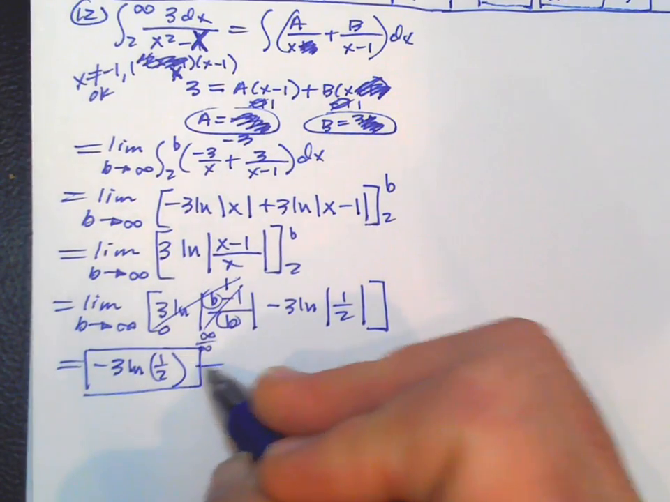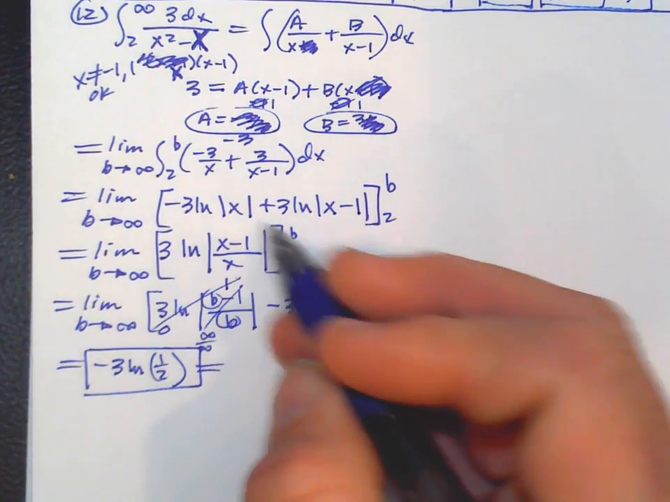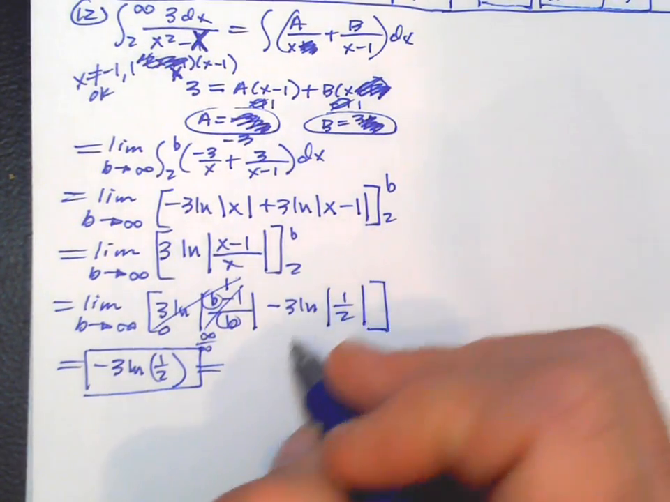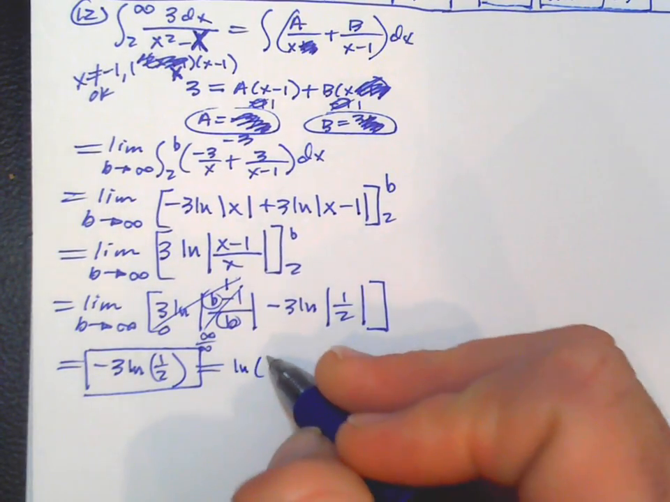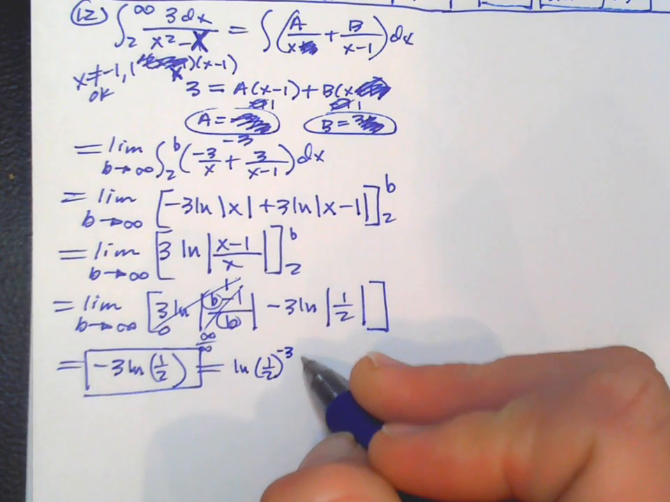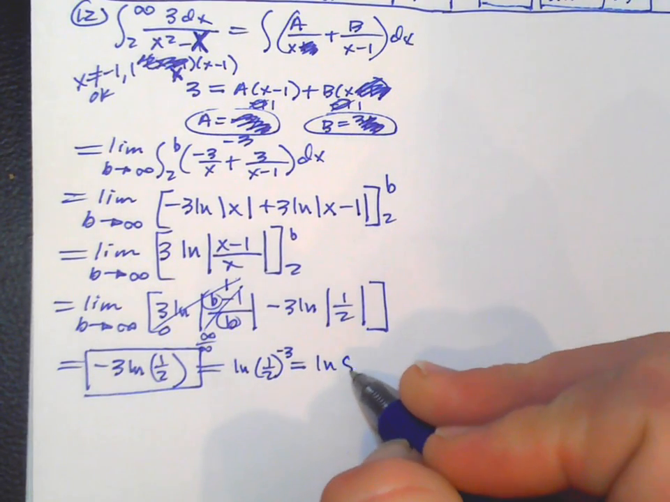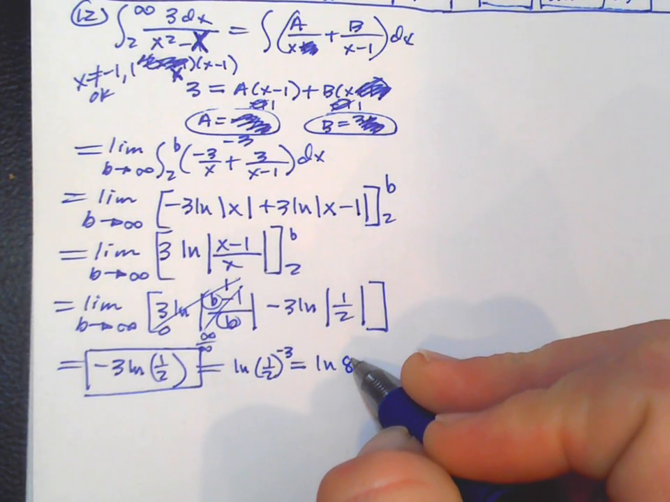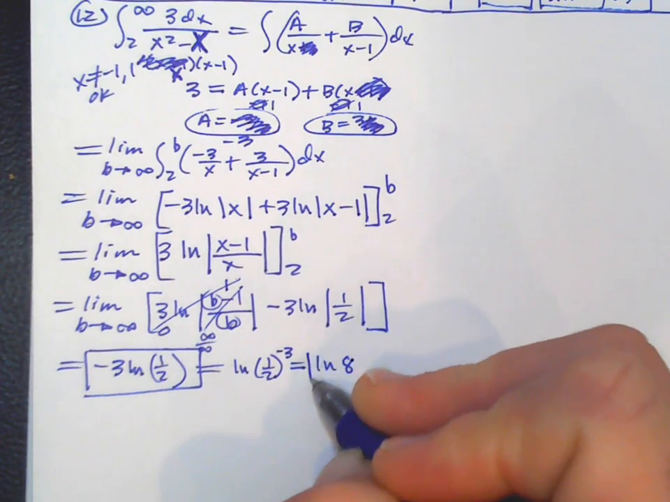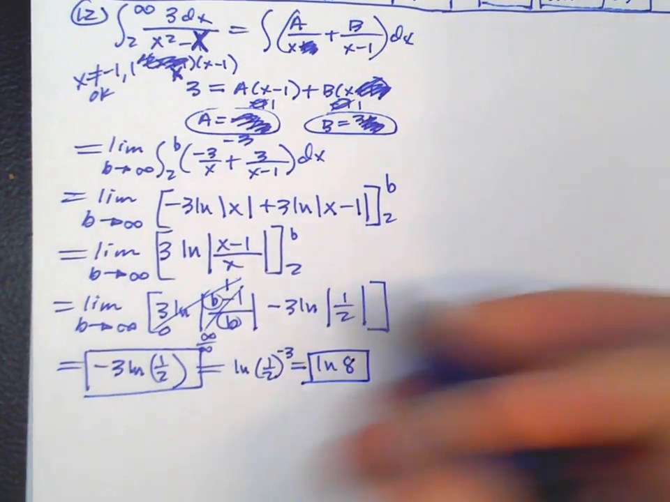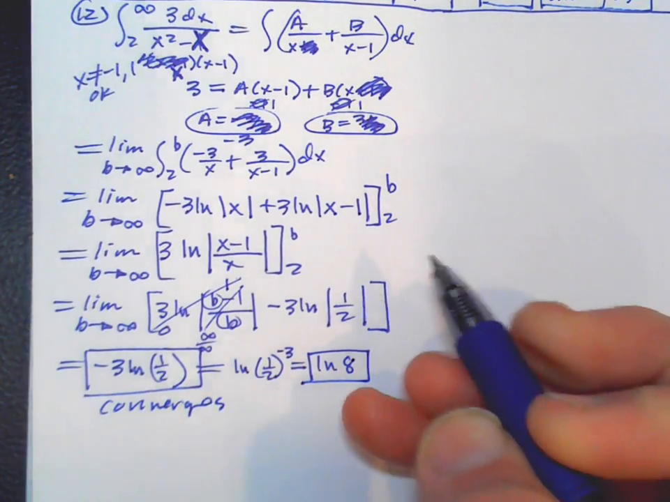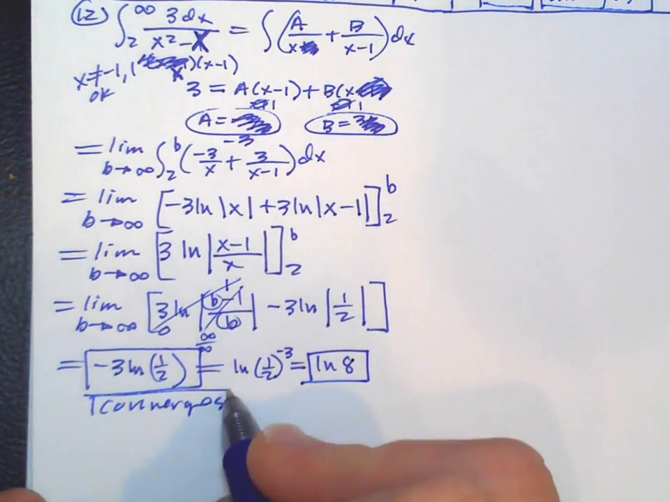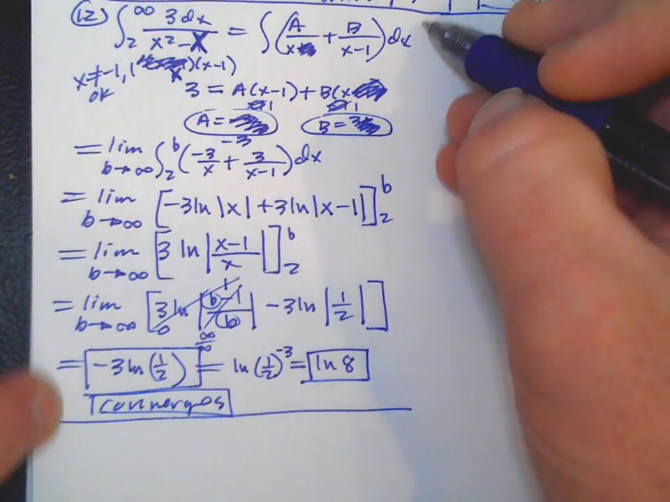Now, there are some other answers. We could have brought this 3 in earlier. You could bring it in now. It's negative, so it's the same thing as natural log of 1/2 to the -3, which is the same thing as natural log of 8. Right? That's another possible answer. So converges. I mean, that's a nice answer. Probably be like that on multiple choice.